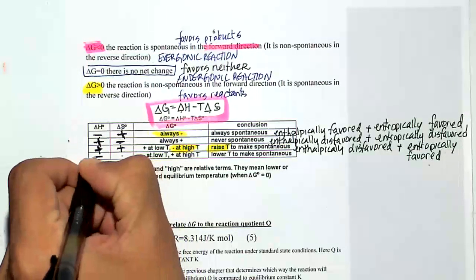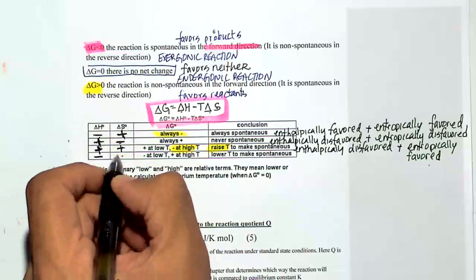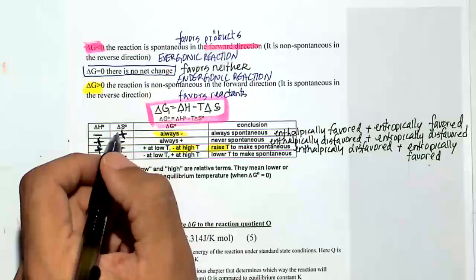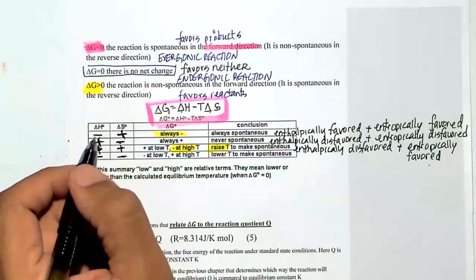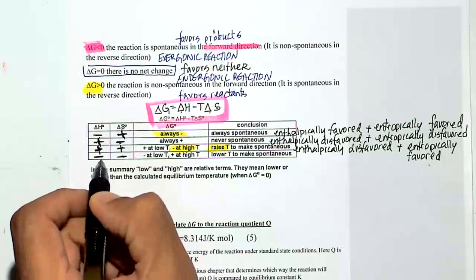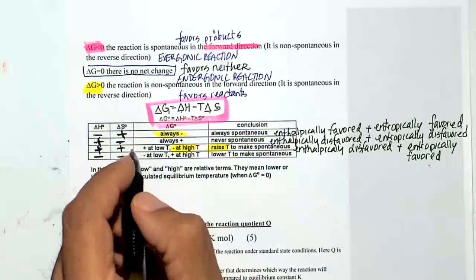All right, finally, if they're both negative, that is an exothermic reaction for delta H. But if your delta S is negative, that just means it's moving towards order. Not disorder, but order. So this is a reaction that's enthalpically favored, but entropically disfavored.